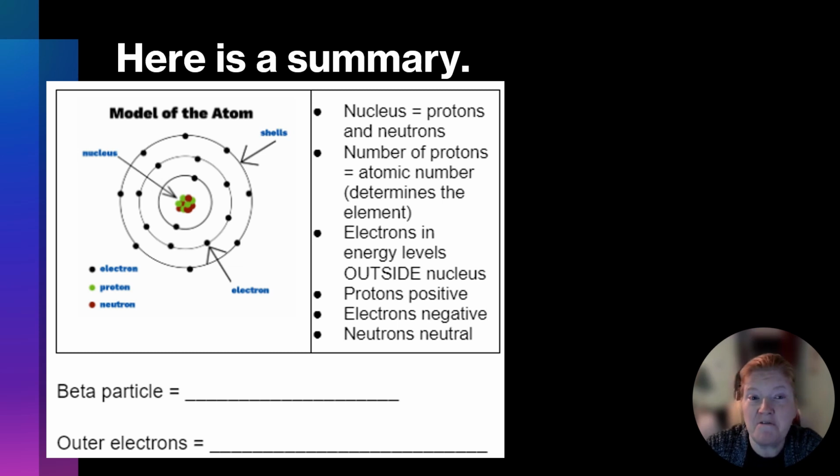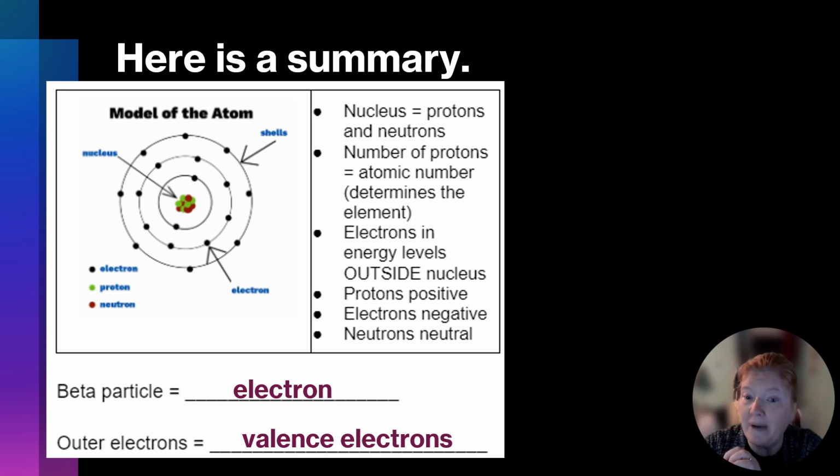All right, here's a summary of what we just talked about, but let's look at those last two things. Beta particle is another term for an electron, and the outer electrons are called valence electrons. On the next slide, you're going to watch a simulation of what occurs in covalent bonding, and then a simulation of what occurs in ionic bonding. So watch what happens.